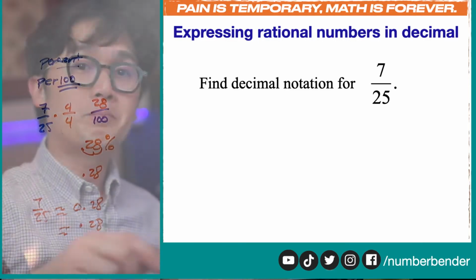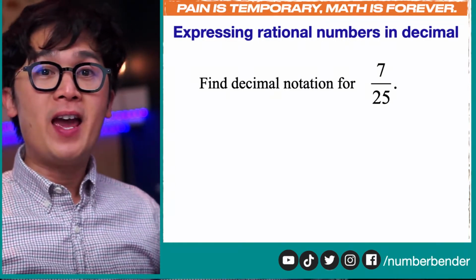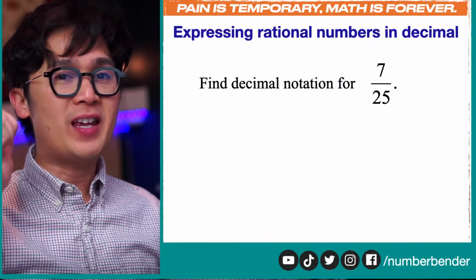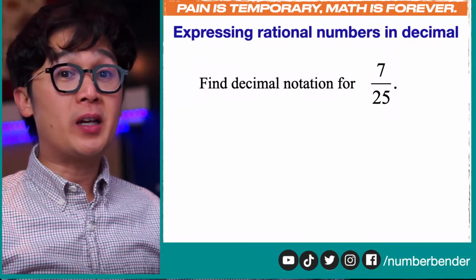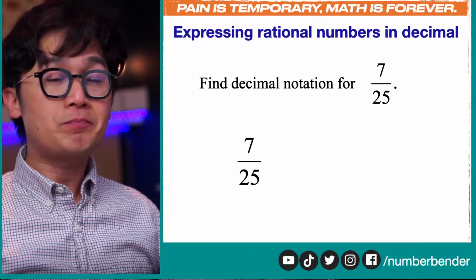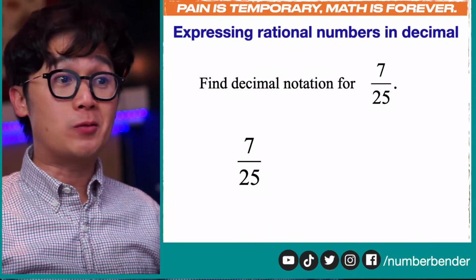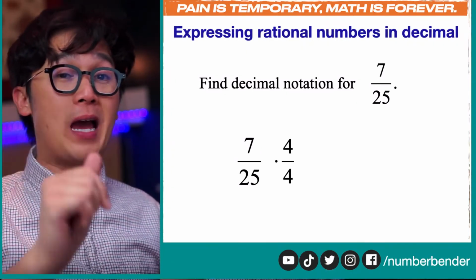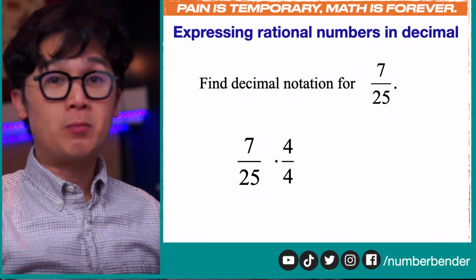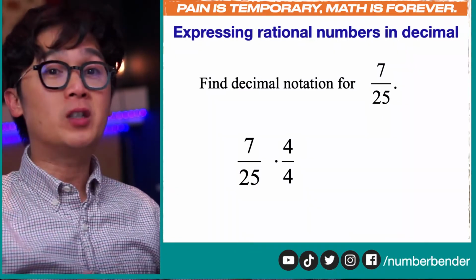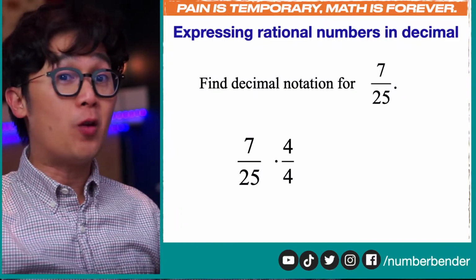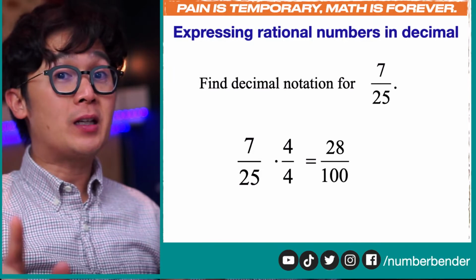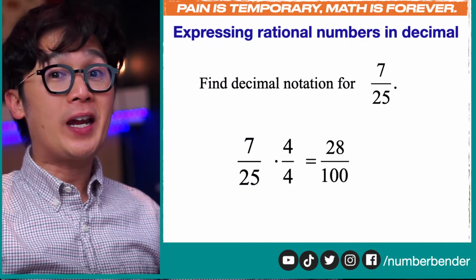So remember, percent is per 100, and sometimes fractions like this are easily modified by thinking of a number that will change the denominator into 100. In this case, we're able to do that because 25 times 4 is 100, but we cannot just multiply our denominator. We also need to multiply our numerator by the same number, so that it is simply multiplying 7 over 25 by 1, or 4 over 4, and now we have 28 over 100, or 28 per 100, or 28%, or 0.28.